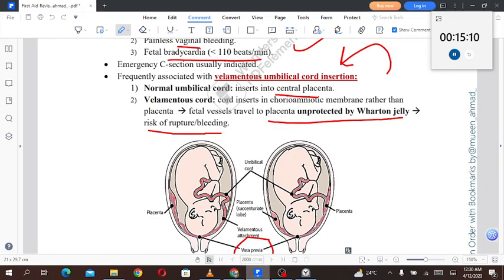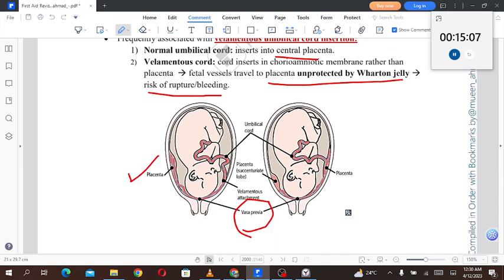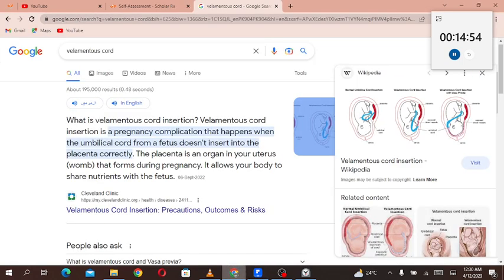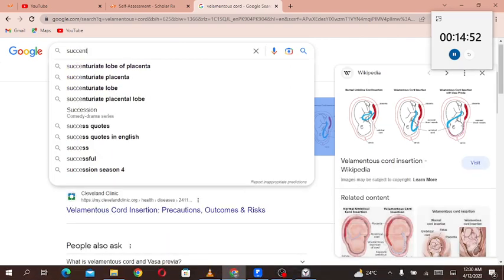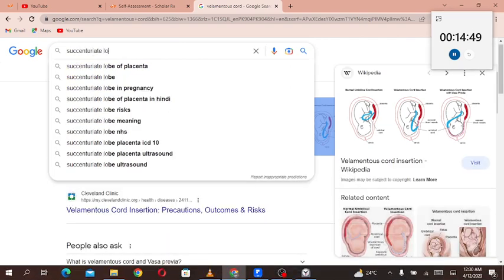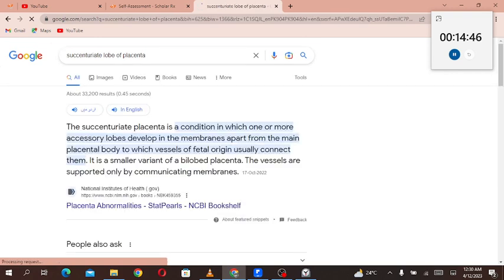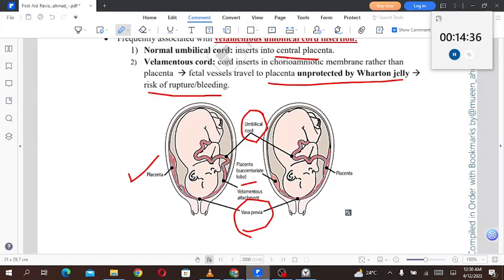Moving forward, you can see this is the placenta here, and the umbilical cord is over here, and there is a succenturiate lobe, and velamentous attachment over there. I don't know what that is. Succenturiate lobe of the placenta is a condition in which one or more accessory lobes develop in the membrane apart from the main placental body, to which the vessels of fetal origin usually connect. That is a condition which we find with vasa previa and velamentous cord insertion.